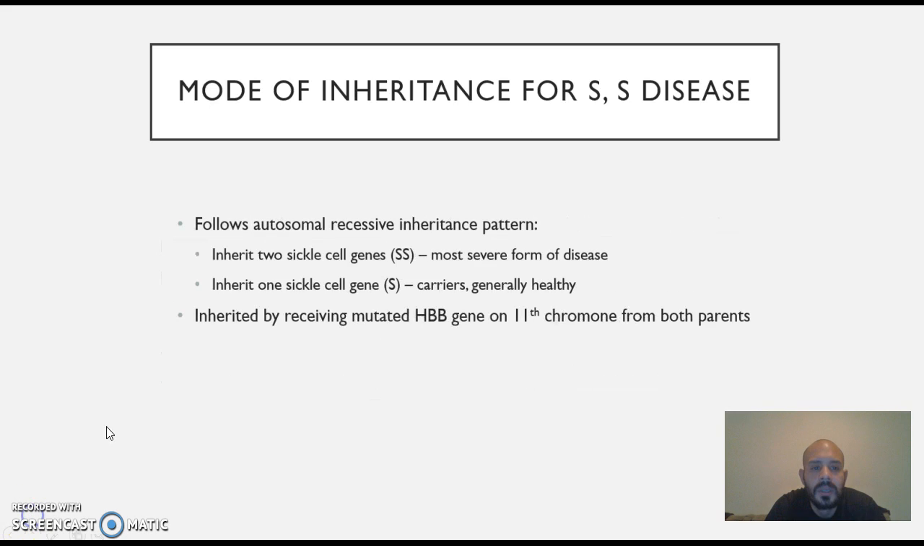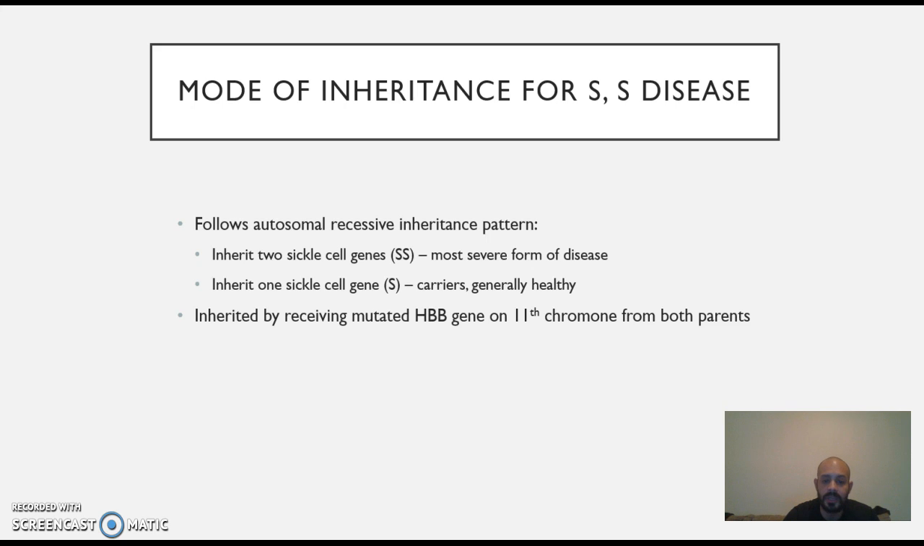So the mode of inheritance for sickle cell disease: sickle cell follows the autosomal recessive inheritance pattern, which means that to receive the sickle cell disease, you must have 2 mutant alleles, one from the mother and one from the father, in order to have sickle cell disease. However, if you only receive 1 mutant allele from one parent and a healthy allele from another parent, you do not have sickle cell disease. Instead, you're just a carrier and are generally considered healthy.